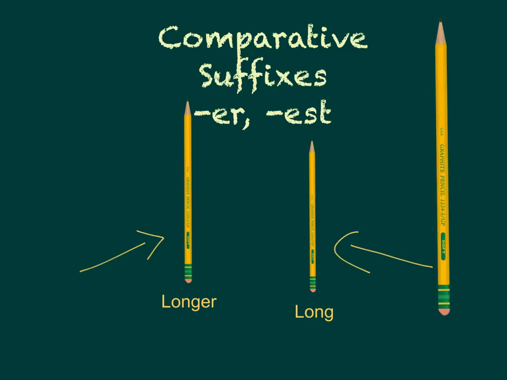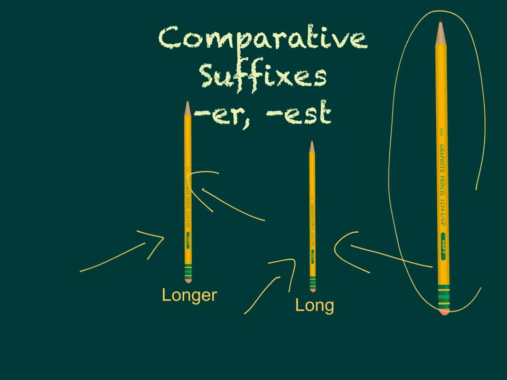Now I want to compare three pencils. When I compare three or more things, I add the ending EST to the adjective. For example, this pencil is long, this pencil is longer, but this pencil is longest.